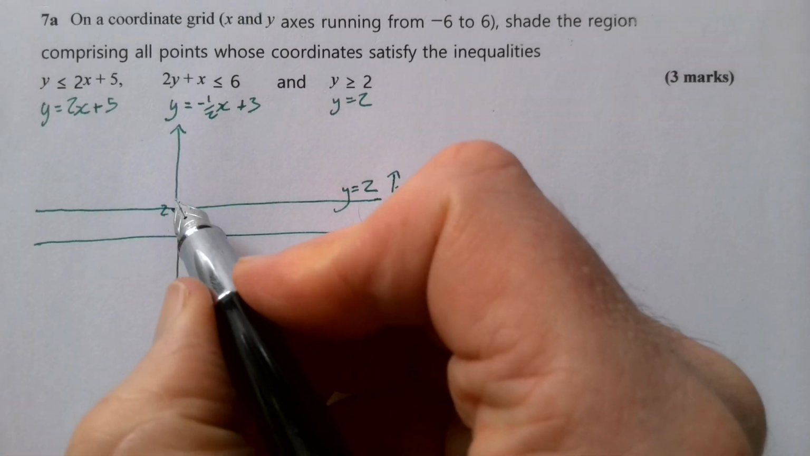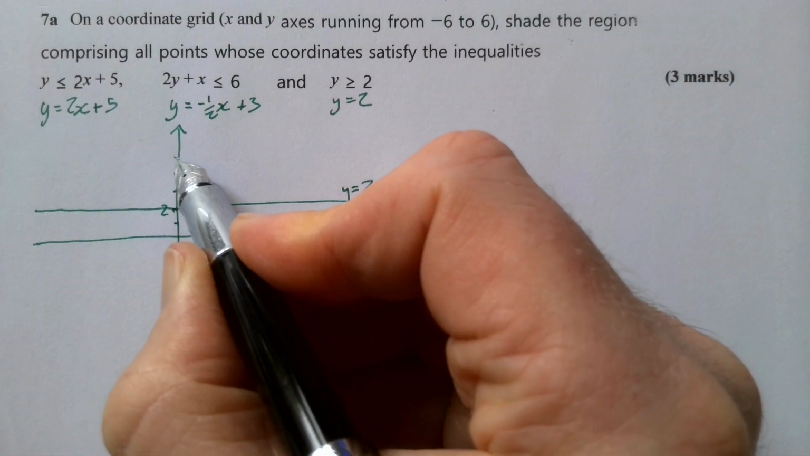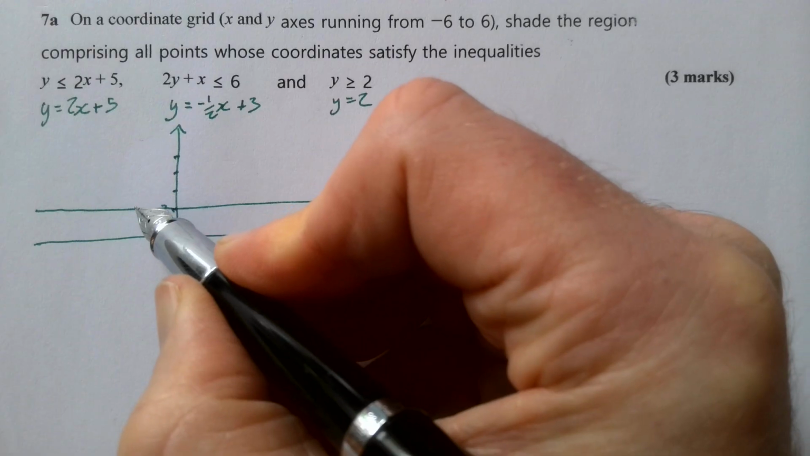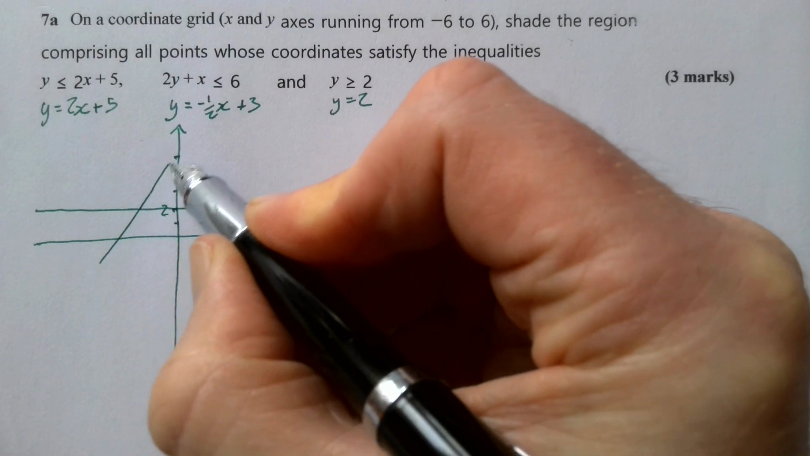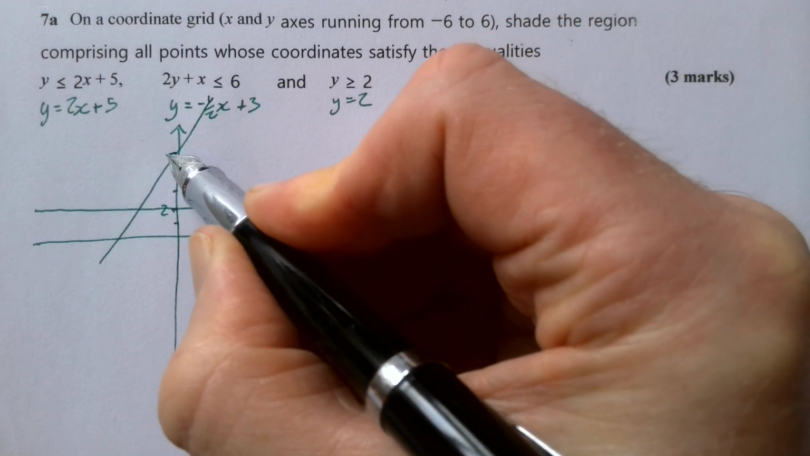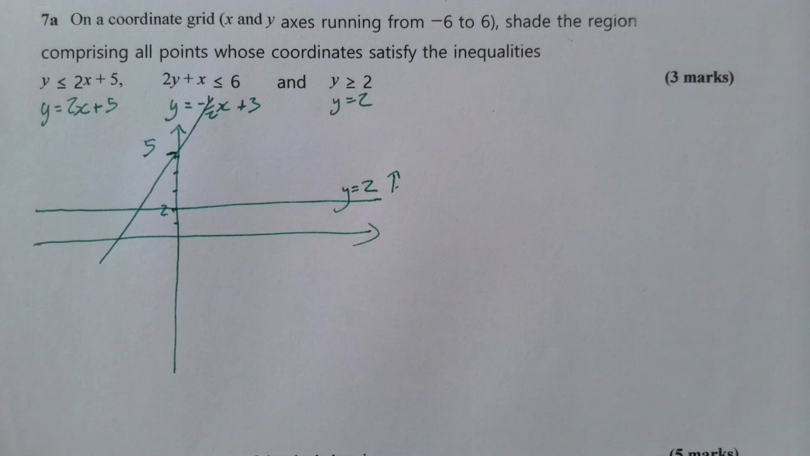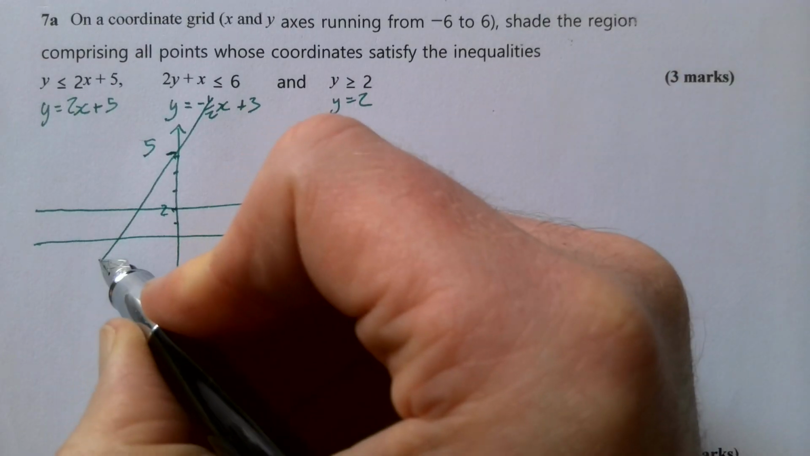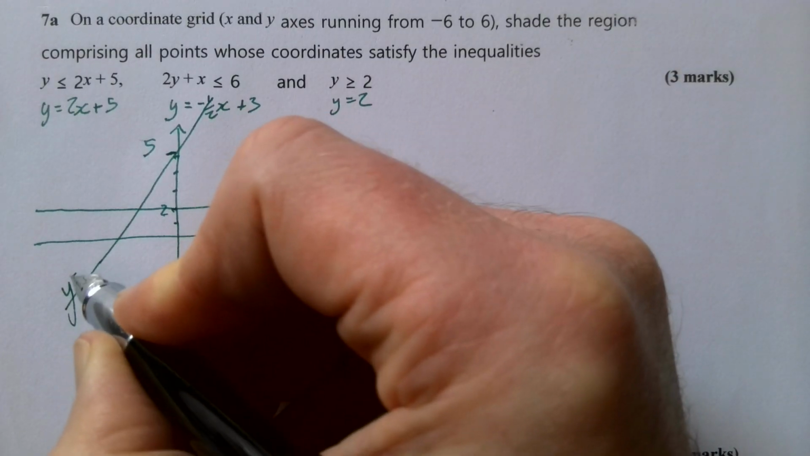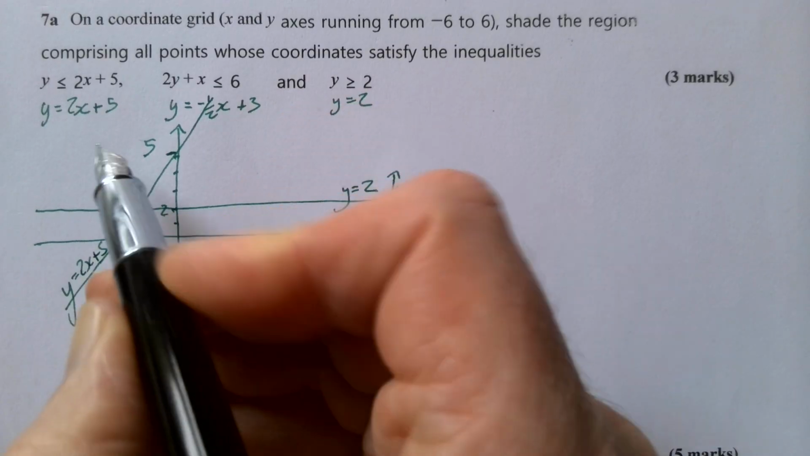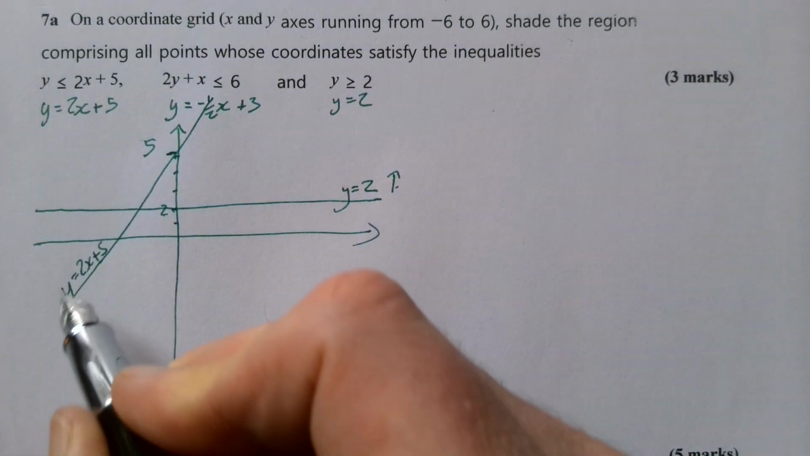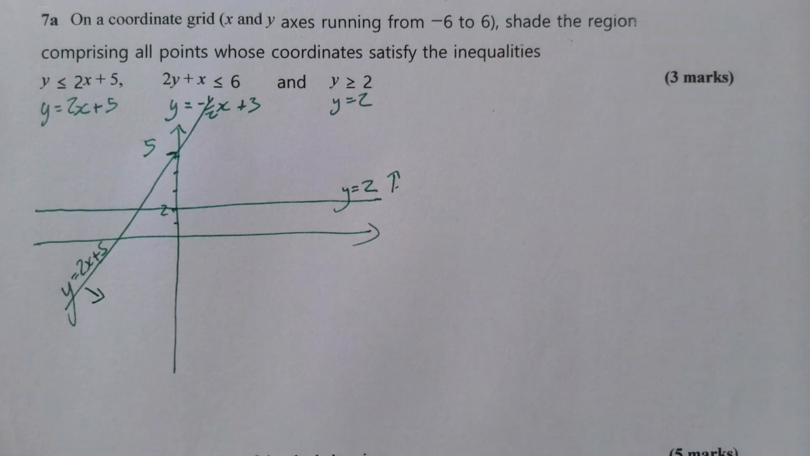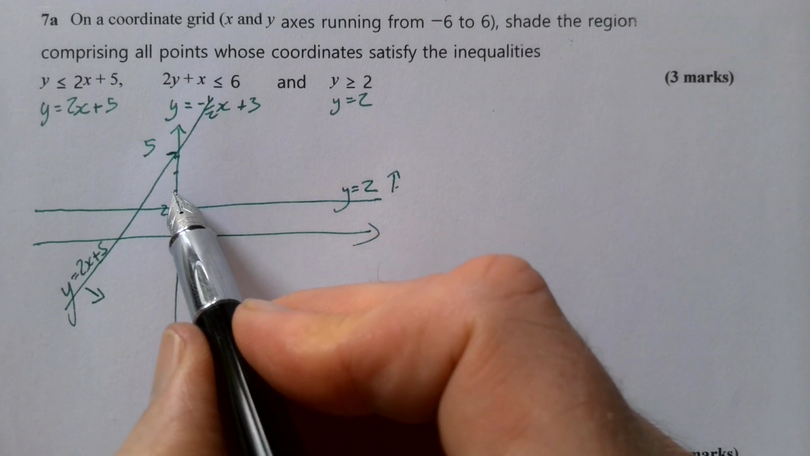Y equals 2x plus 5. It's going to have a gradient of 2, so it's going to be quite a steep one, and it's going to be going through that point 5. So that is the line y equals 2x plus 5, and we want stuff below that line, so we're going to be thinking below that line there.